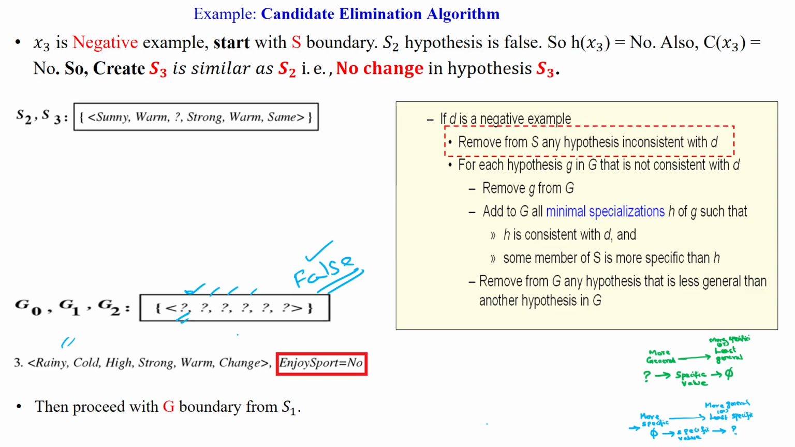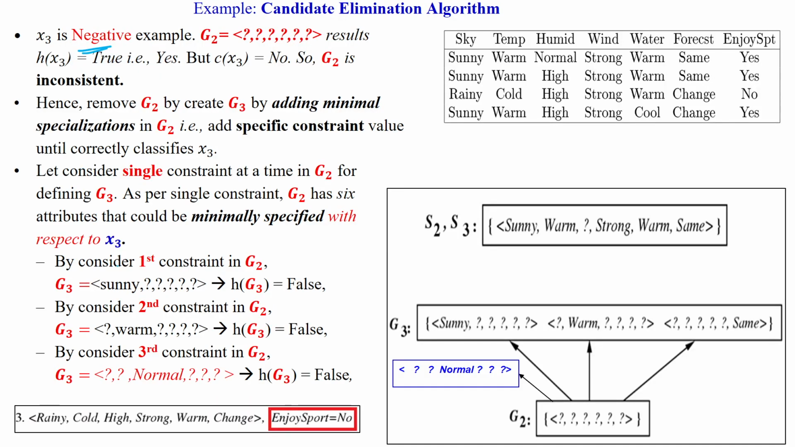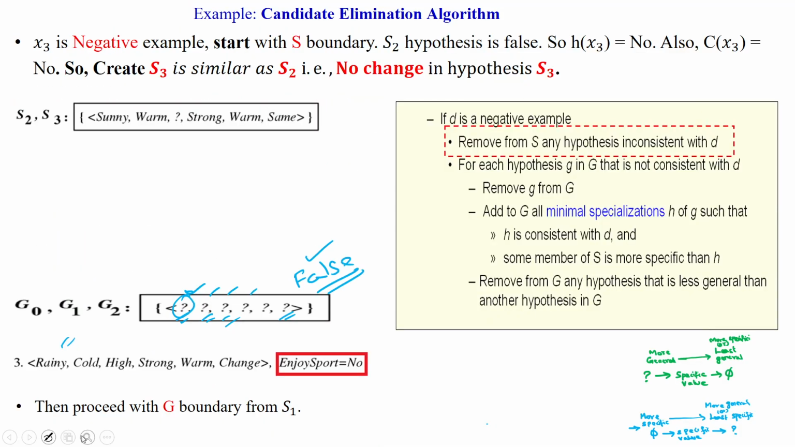So now we will consider 6 possibilities. By replacing one constraint at each time, we are having the 6 possibilities. So 6 hypotheses are possible. First we are checking the first constraint. The first constraint is rainy. When you replace this rainy by some value, you should get the false, because our c of x3 is false. So what we have to expect is that h of x3 in the g3 hypothesis should give you the false. So the remaining constraints should all be general constraints here.